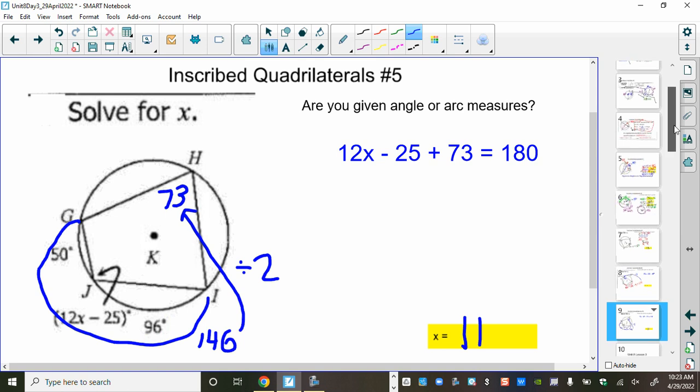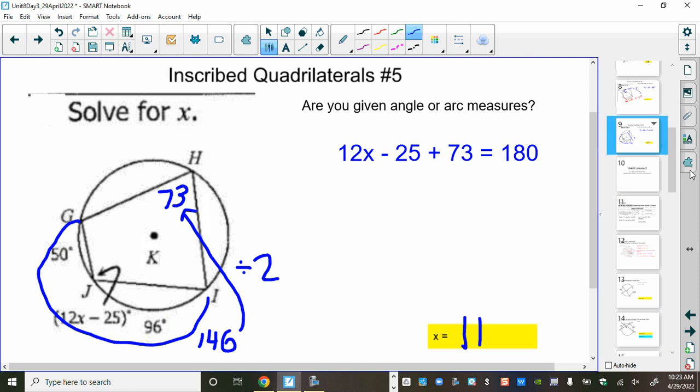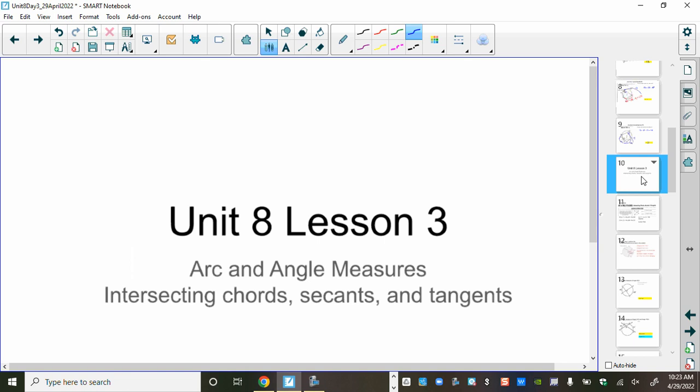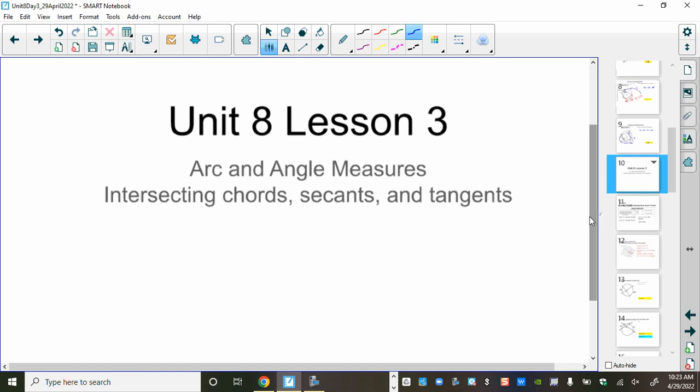Okay, questions before we move on to the new packet, which is going to be a graded note activity? I don't know if we're going to get the whole thing. If we don't, no worries. All right? This is going to be a graded note activity.